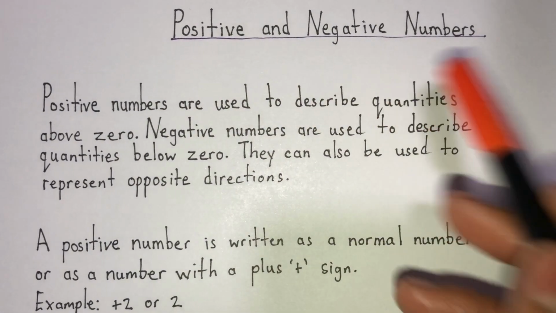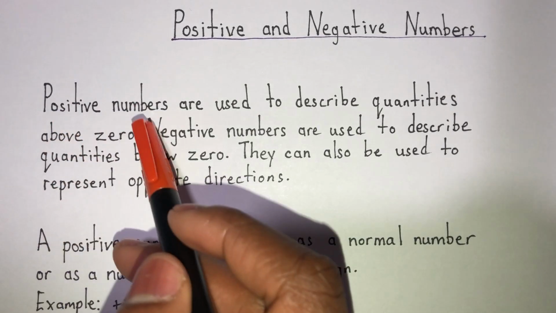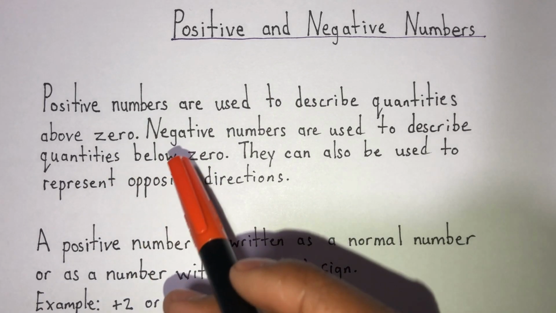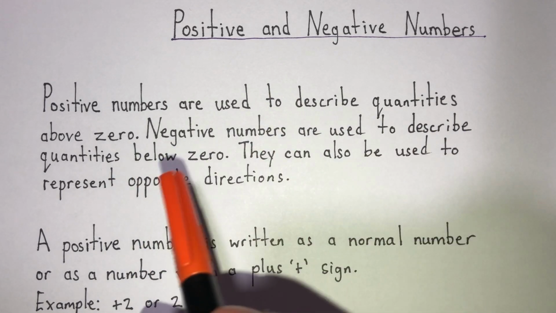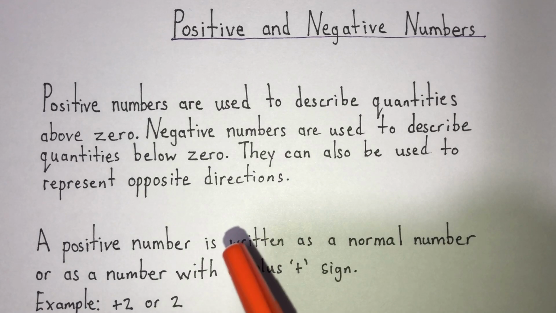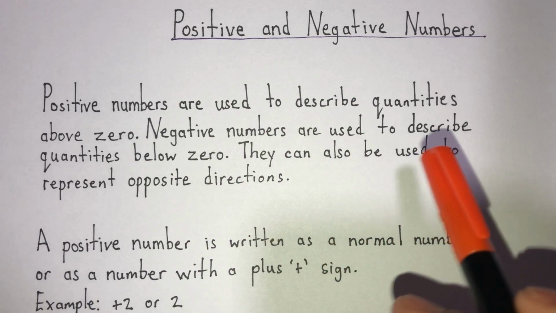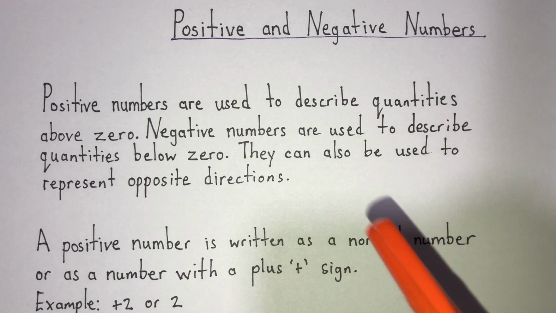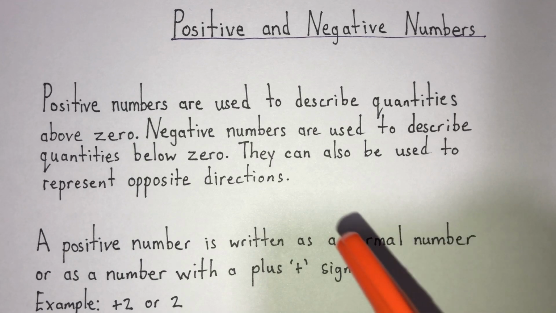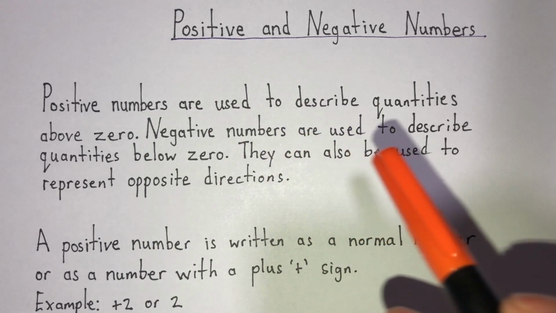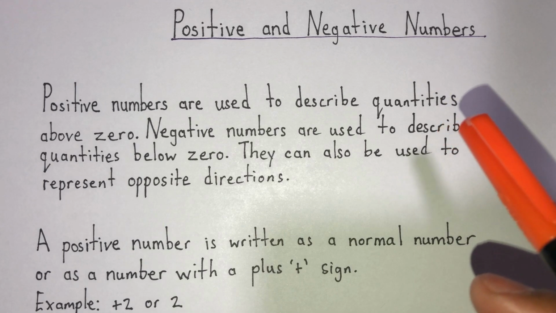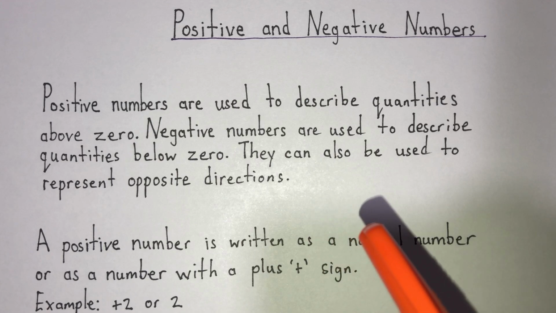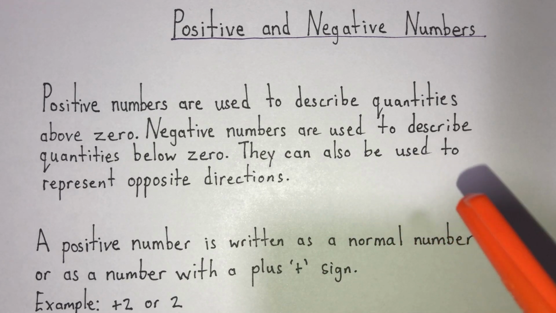Positive and negative numbers. Positive numbers are used to describe quantities above zero, while negative numbers are used to describe quantities below zero. They can also be used to represent opposite directions. So, in terms of going forward or reversing, a negative number would represent reversing or going backwards, while a positive number can represent going forwards.